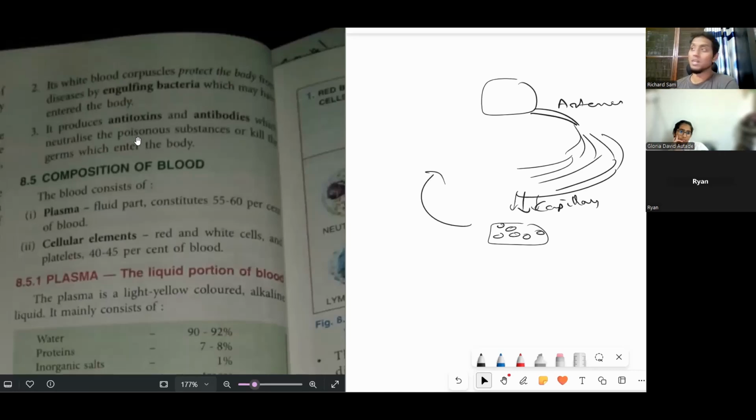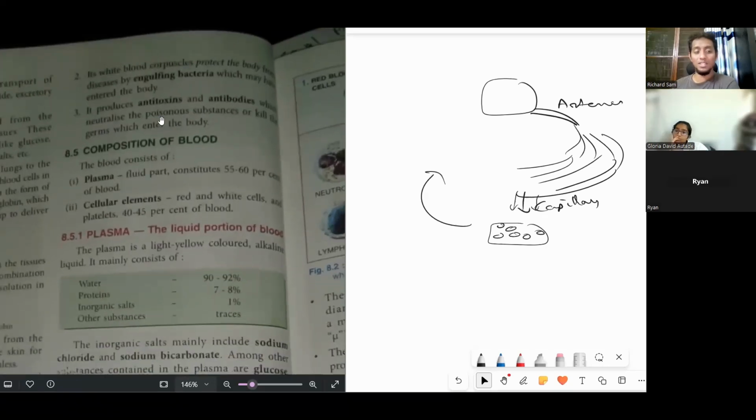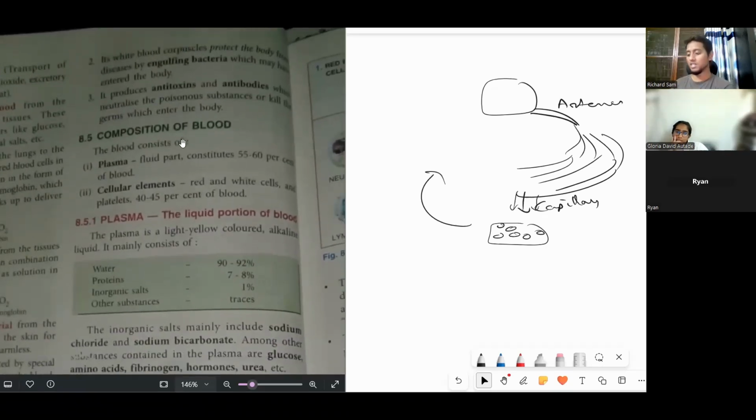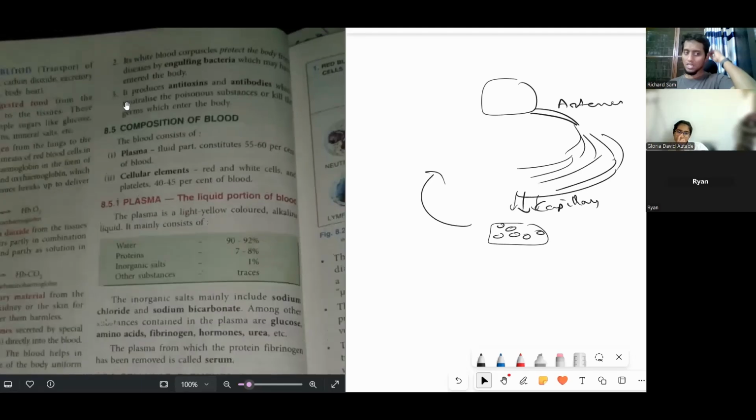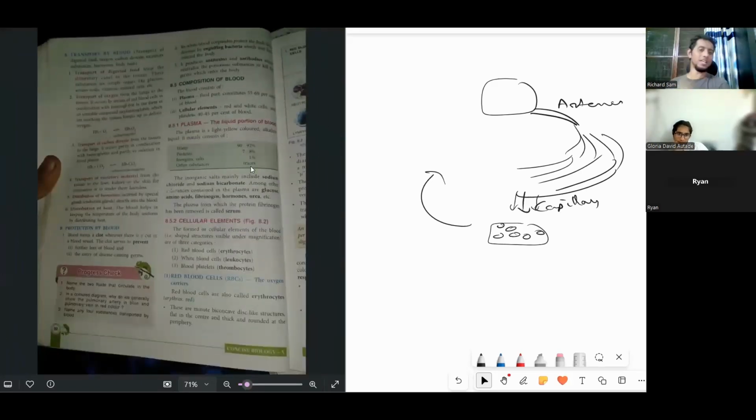Another thing that our WBCs itself can do is it can release antitoxins or antibodies, which will neutralize or destroy the germs once it enters into your body. Okay, so you have like three layers of protection over here. First layer is form a clot, so it doesn't enter inside. But suppose it enters, then WBCs can engulf them, or what the WBCs can also do is it can create antitoxins or antibodies.